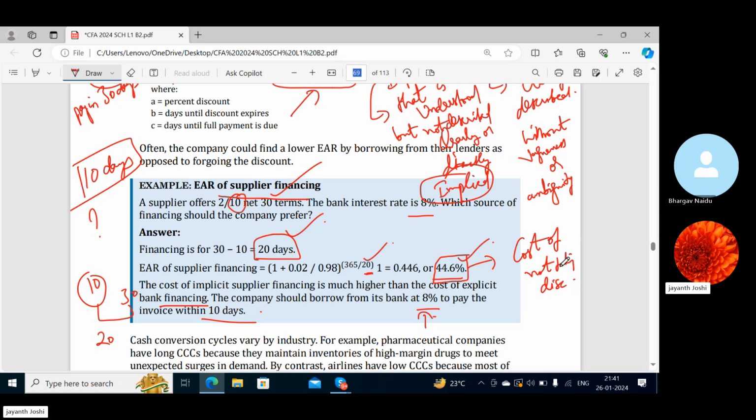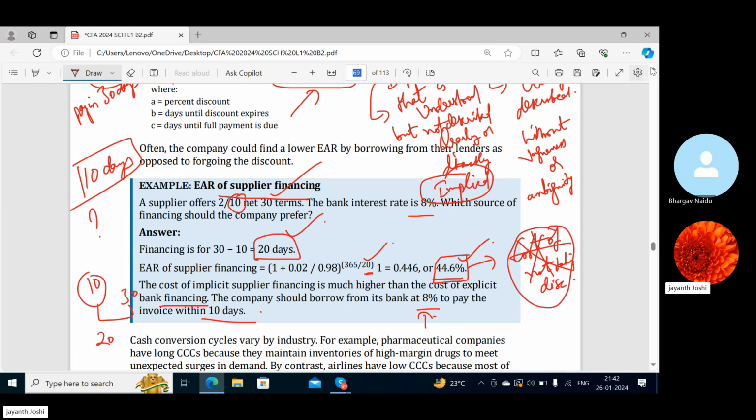Cost of not taking the discount is a separate concept. I'm not going with that right now. You have to infer how. They're asking for the effective annual rate of supplier financing. So the supplier financing will happen for what?